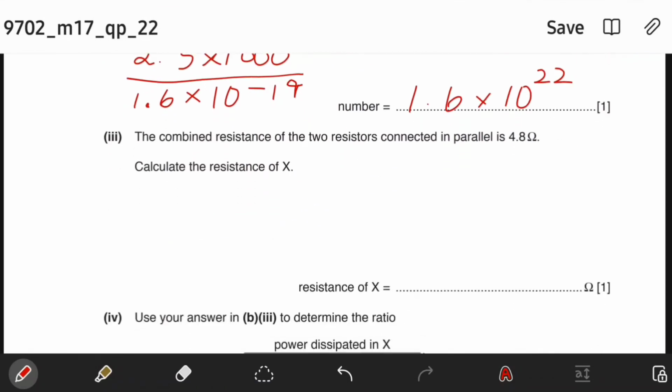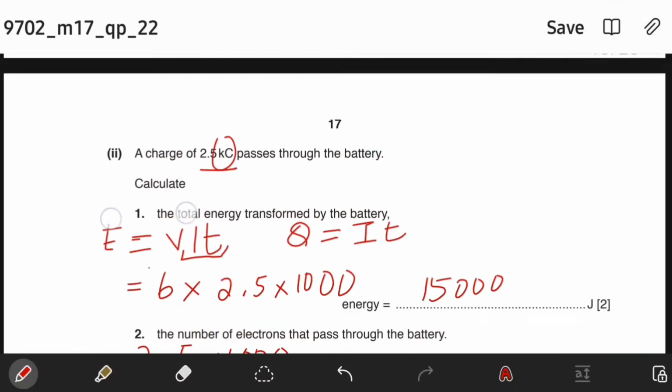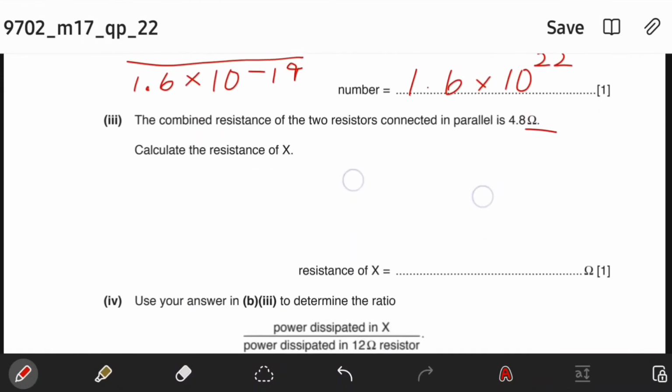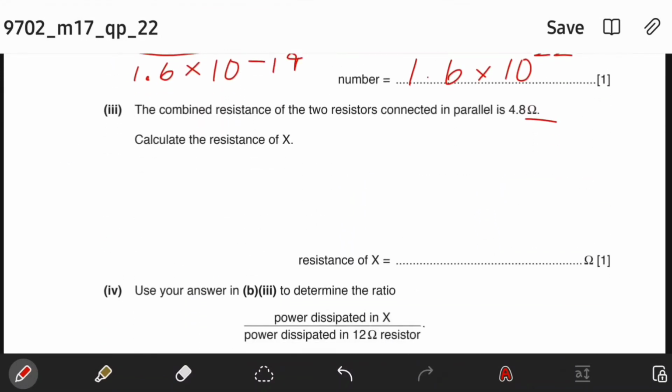The combined resistance of the two resistors connected in parallel is given. Calculate the resistance X. So since they are in parallel, we know this equation: 1 over R, so this is the combined resistance, would be given by 1 over the resistance of one resistor, which is 12, plus 1 over the resistance of the other resistor, which is X, and by calculation we will get the answer as 8.